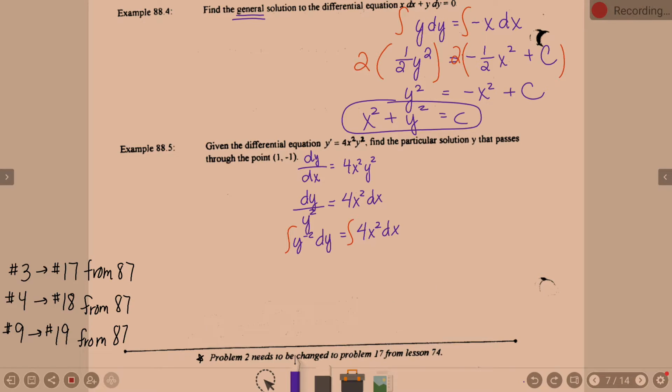What is the integral of y to the negative second? Add 1 to the power, divide by a new power. I have negative y to the negative 1. That's what my brain says. I'm going to write it in a different form here in a moment. Add 1 to the power of 2 and it becomes 3. Divide by 3 and we have 4/3 x cubed. And then I also need to say plus c.